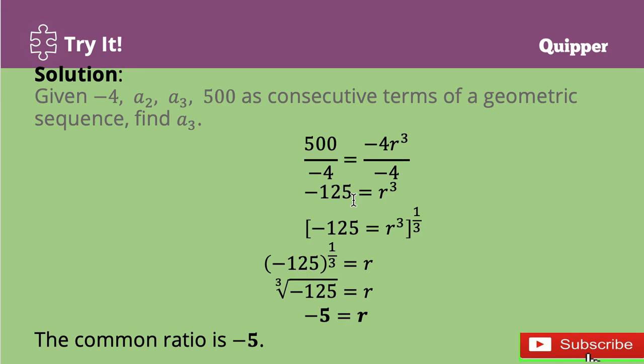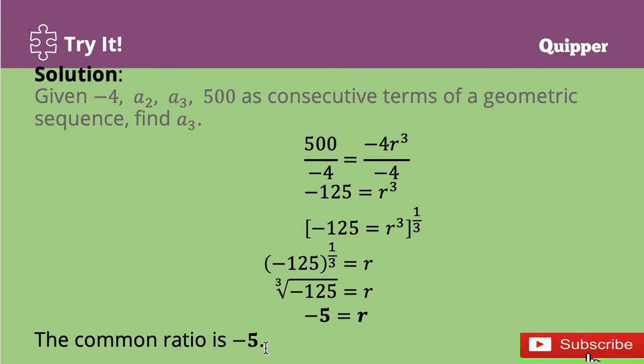Now taking the cube root of both sides, the cube root of negative 125 is negative 5, and the cube root of r cubed is just r. Therefore, the common ratio is negative 5. Again, when you multiply negative 5 by itself 3 times, the result is negative 125. That's why the cube root of negative 125 is negative 5.